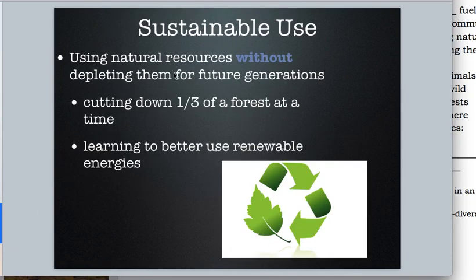Sustainable use. That's using natural resources without depleting them. In other words, instead of cutting down the entire forest, you only cut a third of the forest at a time. Because remember, when you cut down a tree, every animal that lives in that tree is now homeless. So by cutting down only a third of the trees, you give those animals a chance to go somewhere else and maybe to find another home. If you cut down every single tree in the forest, there's going to be thousands of insects and birds just dying because they can't get to another tree fast enough.